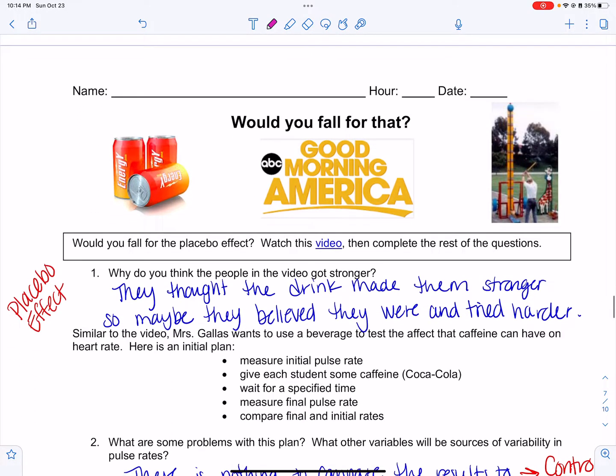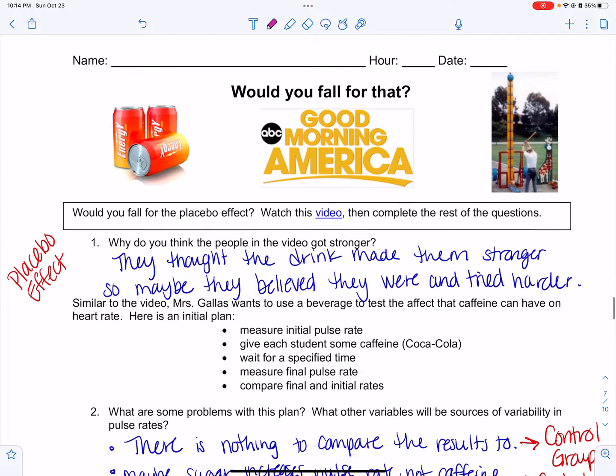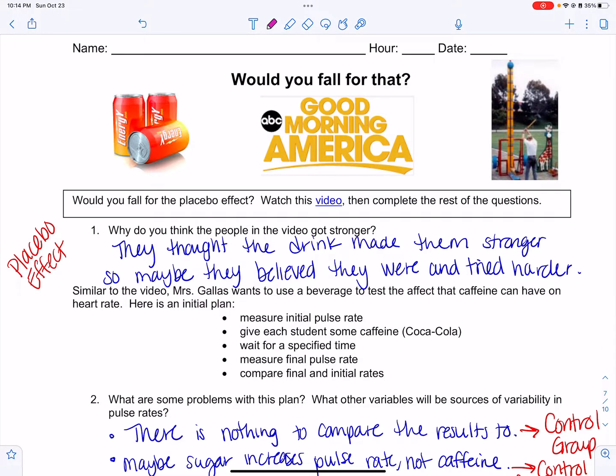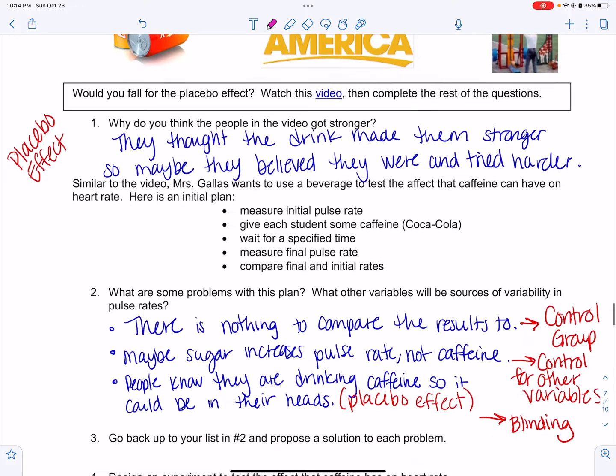So obviously they thought they were going to get stronger, and that's called the placebo effect. So here's some problems with this plan that they gave you. First of all, there's nothing to compare it to. There is no control group. Secondly, there was no control for other variables. Possibly it was sugar increase. Sugar increases pulse rate, not caffeine.